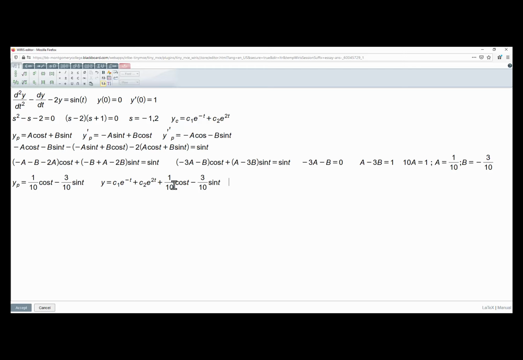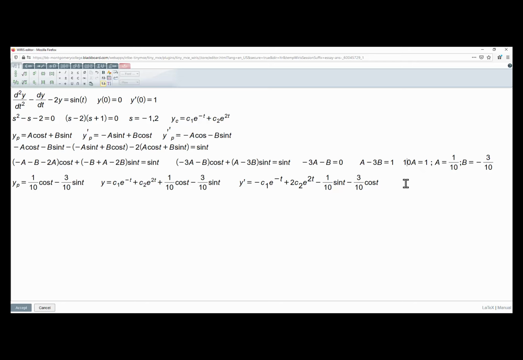Okay, all right, now let's take the derivative of this, because now we are going to use the initial conditions here. So y prime would be negative c1 e to the negative t, plus 2 c2 e to the 2t, and then minus 1 over 10 sine t, minus 3 over 10 cosine t, minus 3 over 10 cosine t.